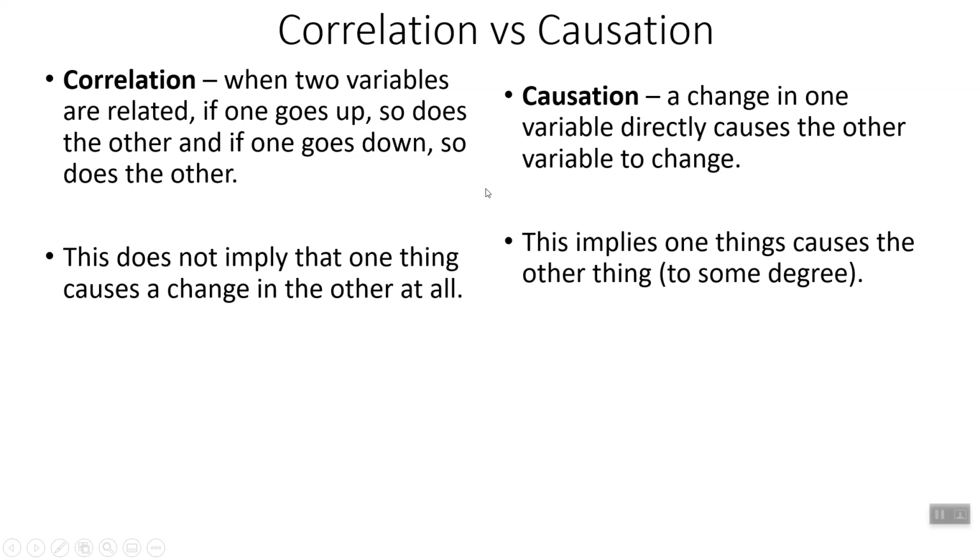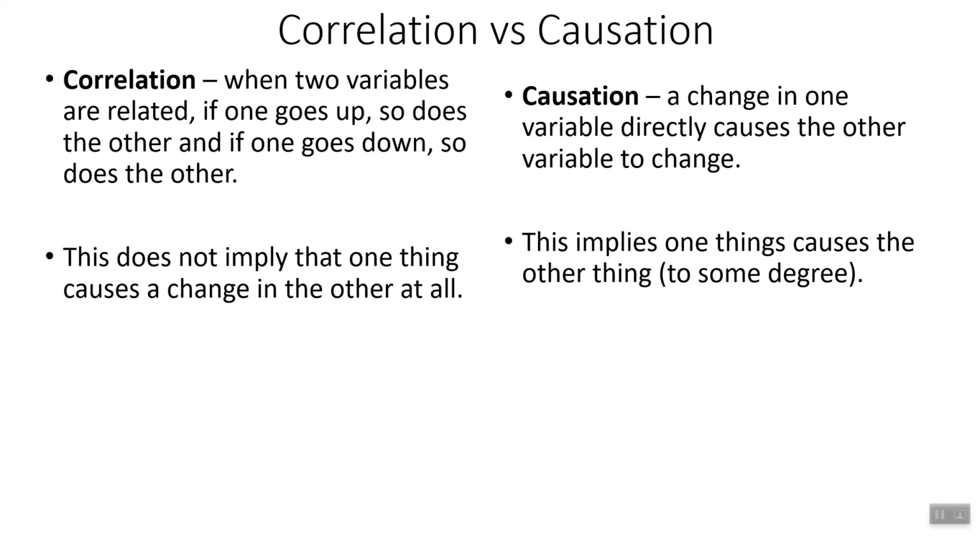All right, so first up, correlation versus causation. This is a big area of mistakes often in statistics and just in general. All right, so correlation is when two variables are related. So like if one of them starts going up, the other one goes up. So if one increases, the other one increases. And if one decreases, the other one decreases as well.